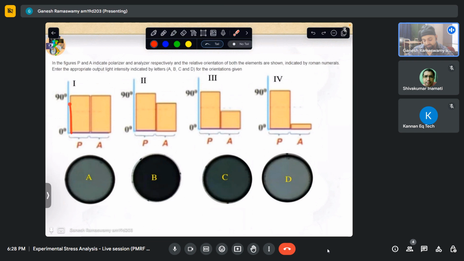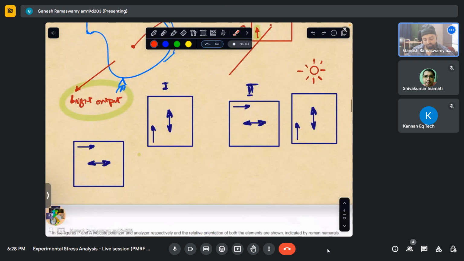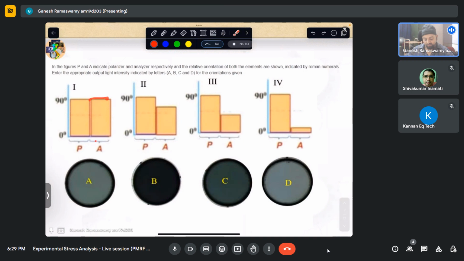It says that the polarizer is kept at 90 degrees, which means, let us say that our coordinate system is horizontal invariably. In that case, this is at 90 degrees with that horizontal. So the first polarizer is like that, and the analyzer is also at 90.